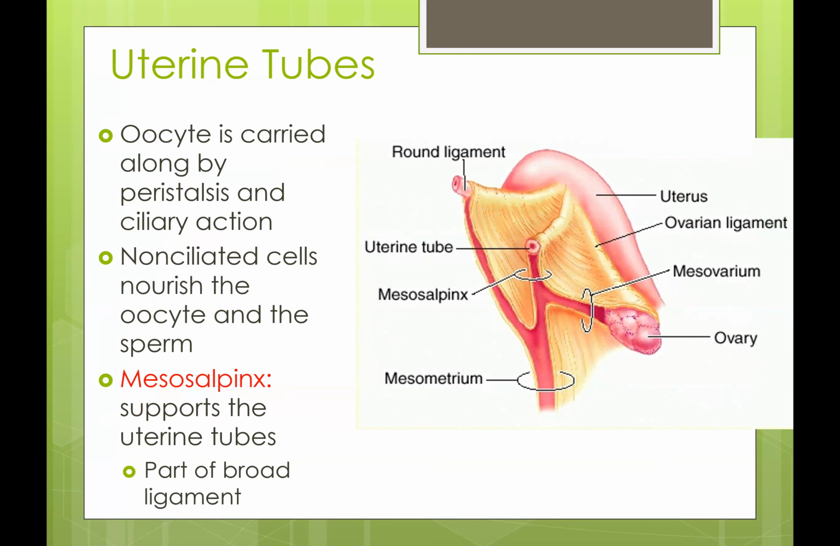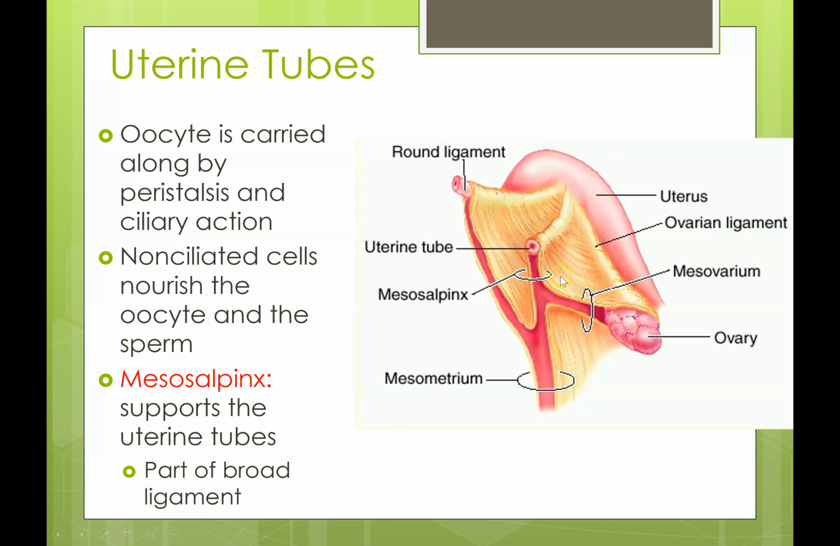So before we talk about the uterus, I want to discuss some more features of our uterine tube. Our oocyte is being carried along through peristalsis and ciliary action in the fallopian tubes. Our non-ciliated cells are going to nourish that oocyte and the sperm.